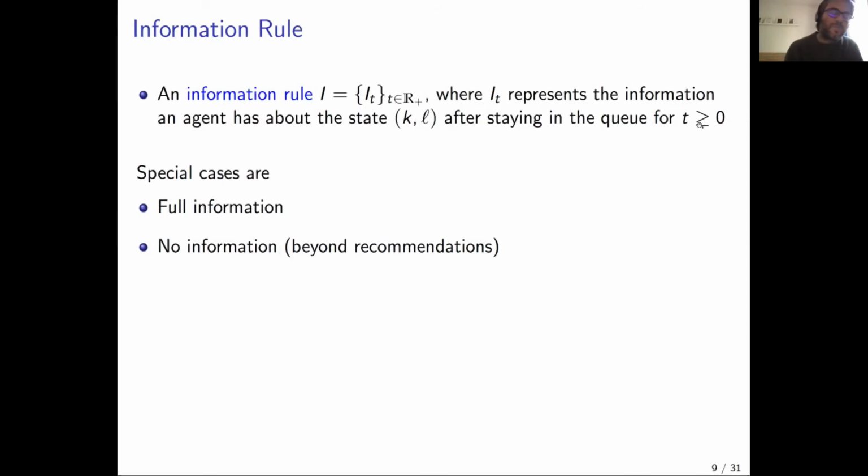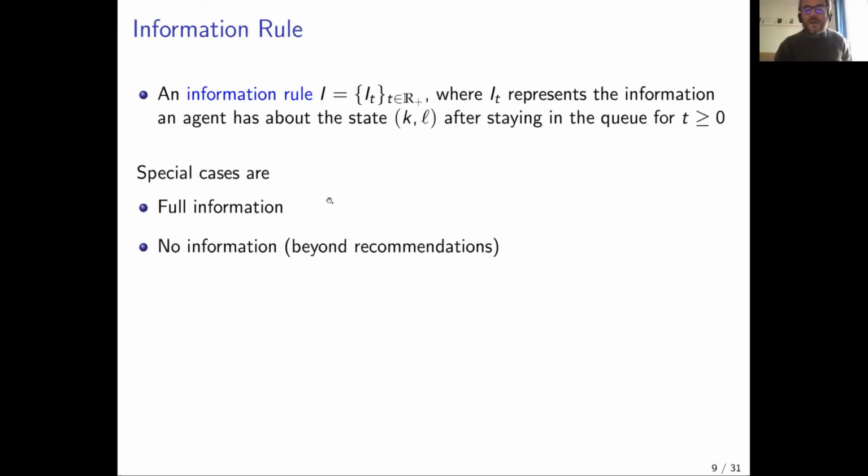Okay, so you could imagine that what the designer will do is, after an agent has stayed for a period of time t, he's going to send signals to the agent which are correlated with the state. And this is how people are going to be learning about the state. So you could think of I_t as just sending signals on the state that are correlated with the true state. You can think of many possible information rules.